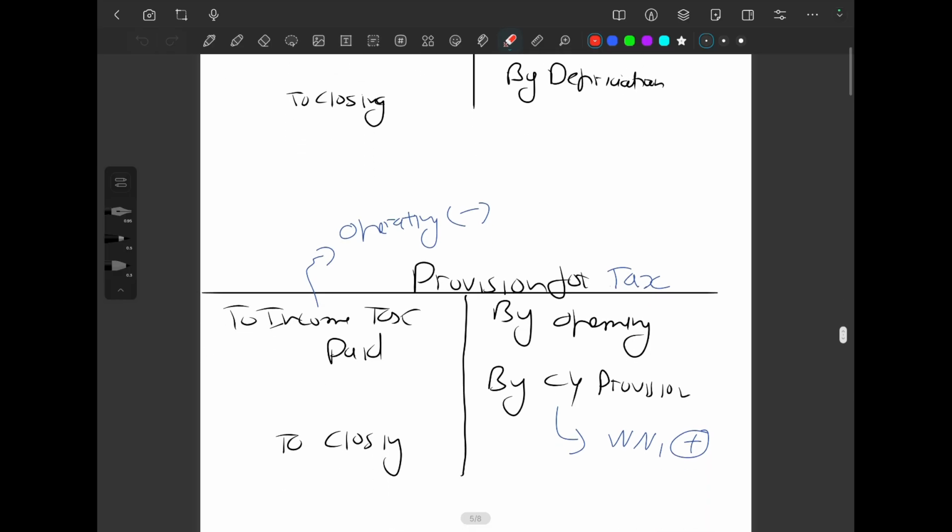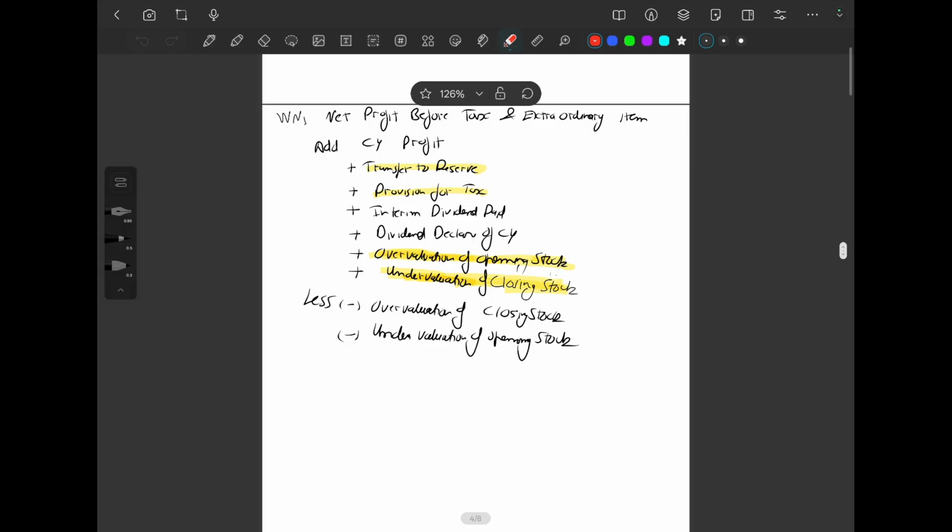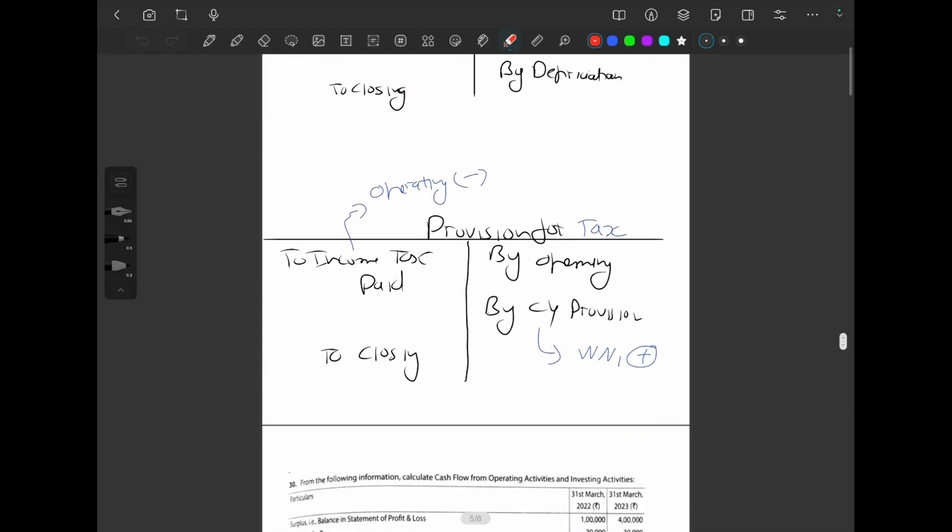So now we cover provision for the tax. Here the opening balance and closing balance will be given in the question, and you will be given one of the figures in the question. If you have the current year provision as your figure, then it will be added in working note 1. So let me show you, that is provision for tax, that will be added in working note 1.